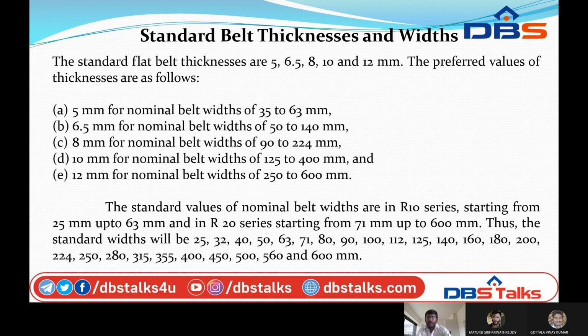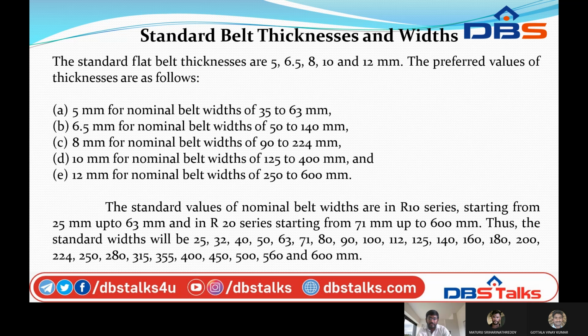The standard values of normal belt width are in the R10 series, starting from 25 mm up to 63 mm, and in the R20 series, starting from 71 mm up to 600 mm. So the standard values of the normal belt width in the R10 series start from 25 to 63 mm. In the R20 series, they go from 71 mm to 600 mm.